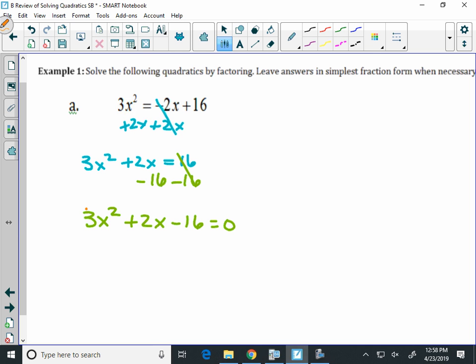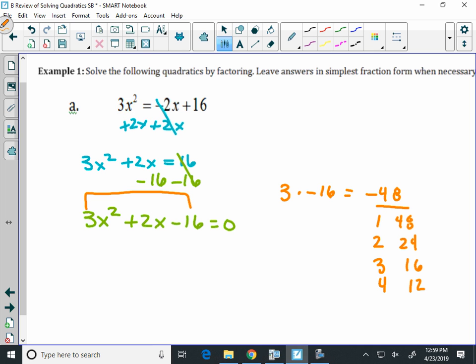When we split the middle, remember you have to multiply your first and last. So I'm going to multiply 3 and negative 16 together to get negative 48. Then I'm going to write down all the factors of 48, which are 1 and 48, 2 and 24, 3 and 16, 4 and 12. 5 doesn't go into 48, but 6 and 8 do. There are no other factors of 48.